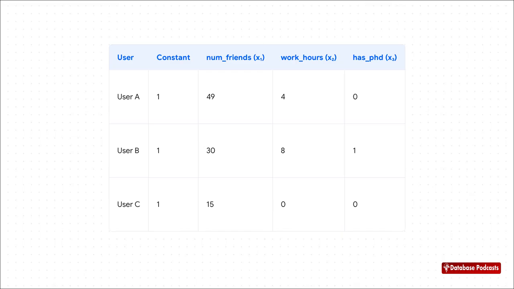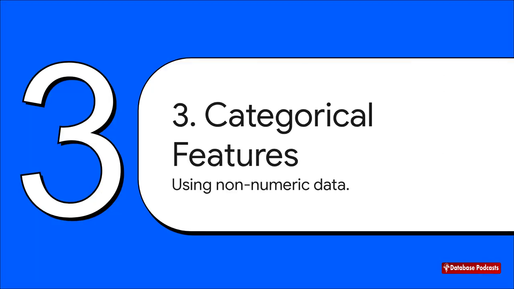So how do we organize the data for this? Well, if you're familiar with databases, or even just spreadsheets, this table should look pretty comfortable. You can think of each row as a different user, and each column as a different feature or piece of information we have about them, like their number of friends, their work hours, or whether or not they have a PhD.